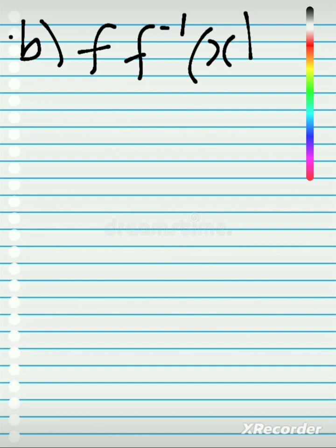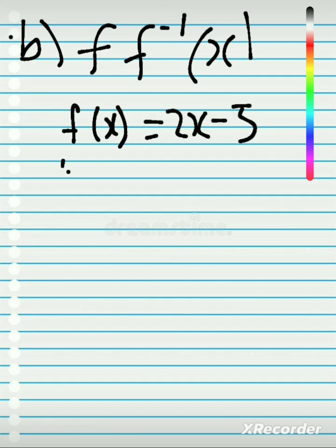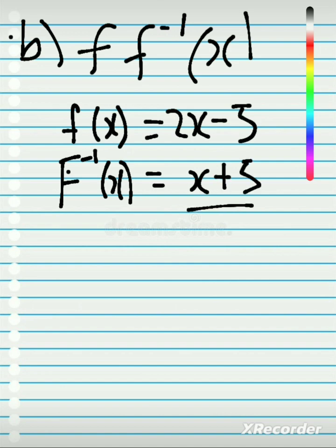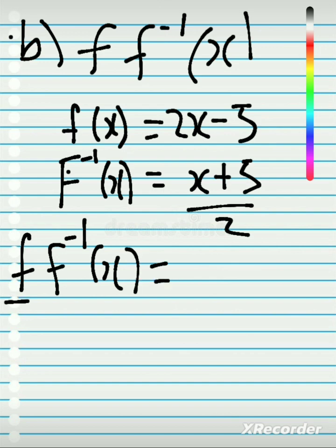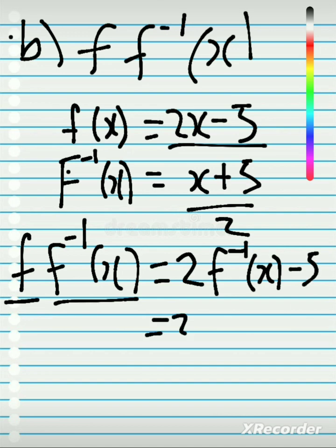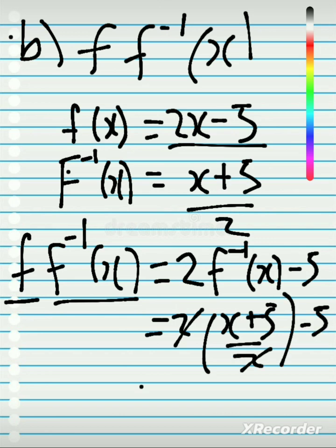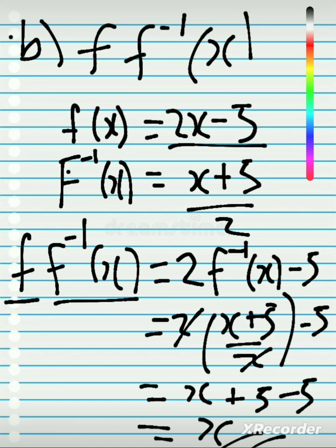What's the function of x? We know f(x) is 2x minus 5, and the function inverse of x is (x plus 5) over 2. They are saying that on the function f, we put f inverse of x. So where there's x, we put f inverse of x, minus 5. What is f inverse of x? It's (x plus 5) over 2, minus 5. So 2 and 2 will cancel. Then we have x plus 5 minus 5. 5 minus 5 is 0, so we remain with x.